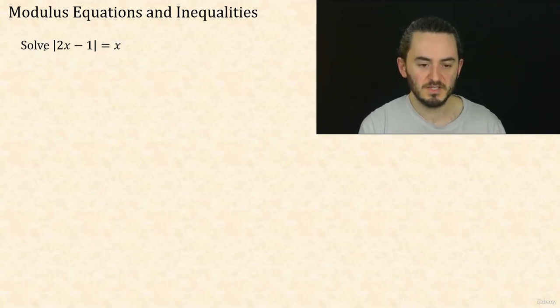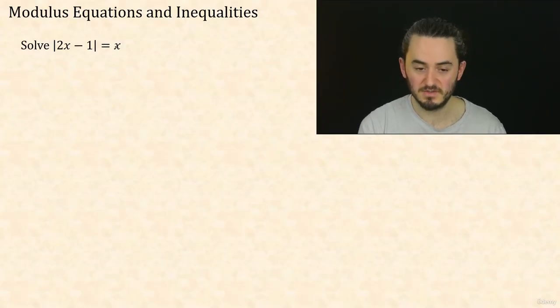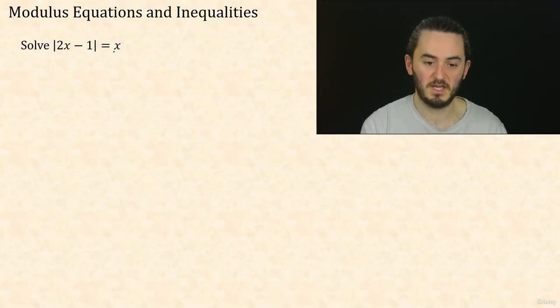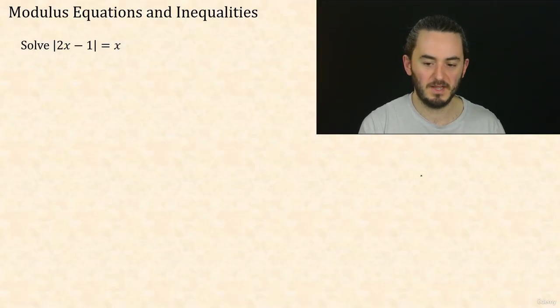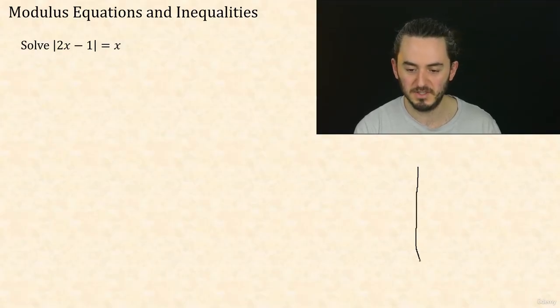All right, so in this case, I want to solve mod 2x minus 1 equals x. So it's not just a number this time, it's an actual variable. So we're going to approach this in very much the same way. Now it's the same mod graph on the left hand side, but I'm going to pretend that we hadn't already just done that. So we'd begin with a rough sketch.